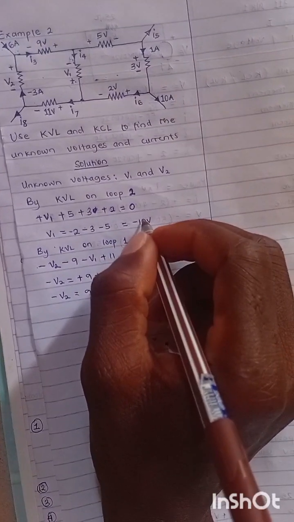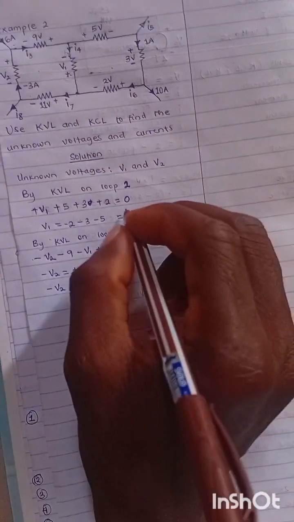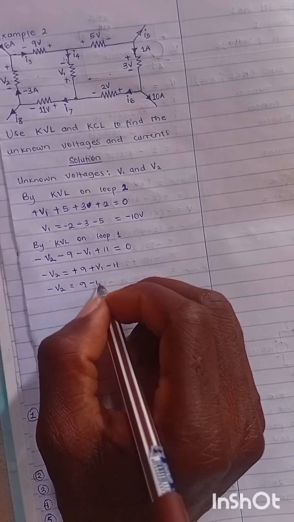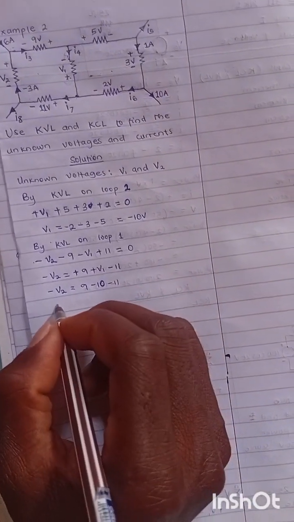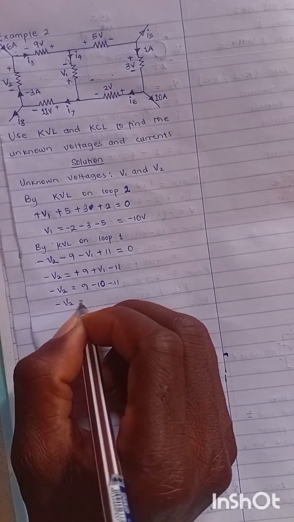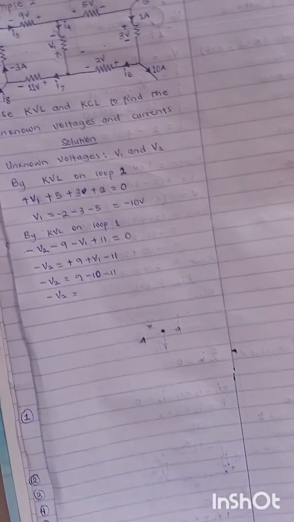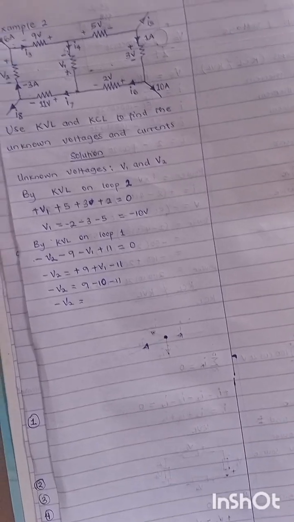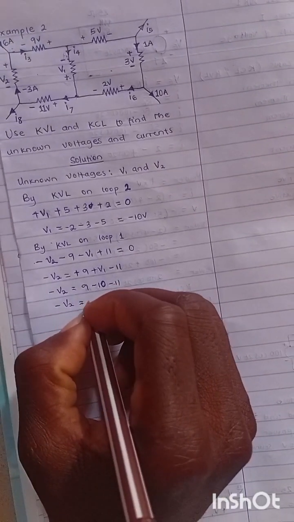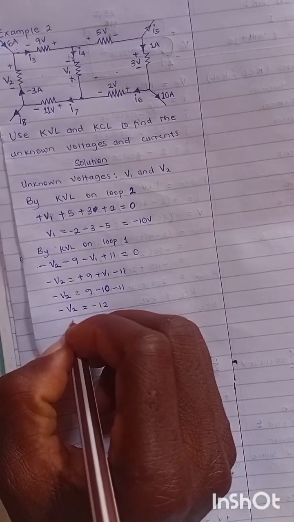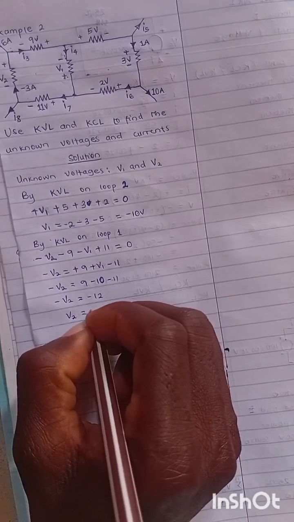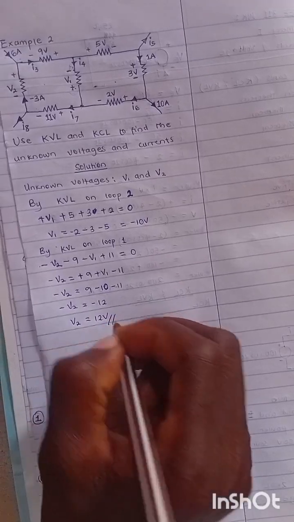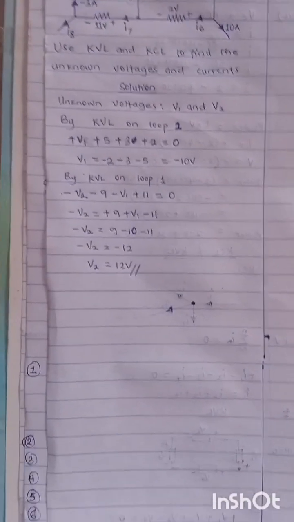Sorry, the value of our V1 is minus 10. So plus minus 10, that is plus V1, is going to give us minus 10, then minus 11. So minus V2 would be equal to 9 minus 10, that will be minus 1. Minus 1 minus 11 is going to give us minus 12. So minus cancels minus and you'll be left with V2 equal to 12 volts. This is the final answer for the case of solving for the voltage.